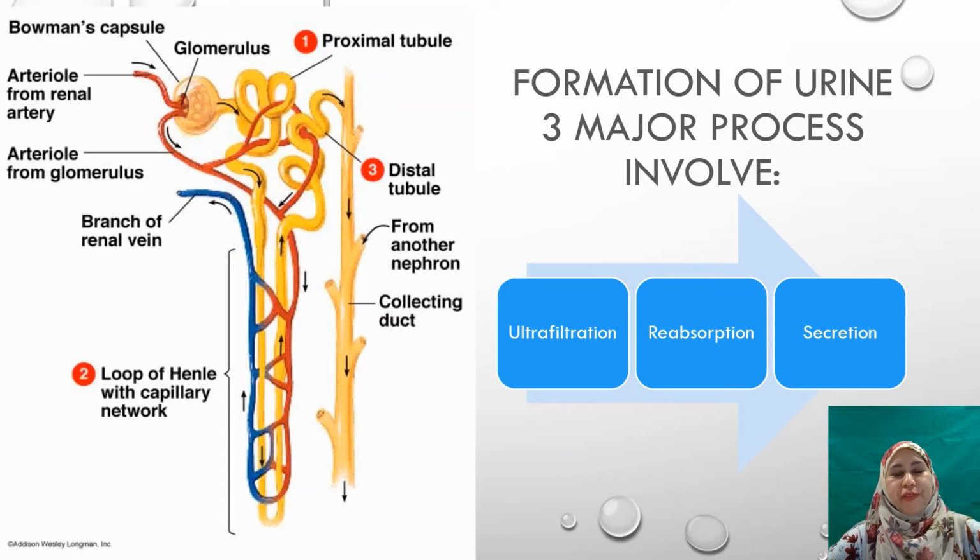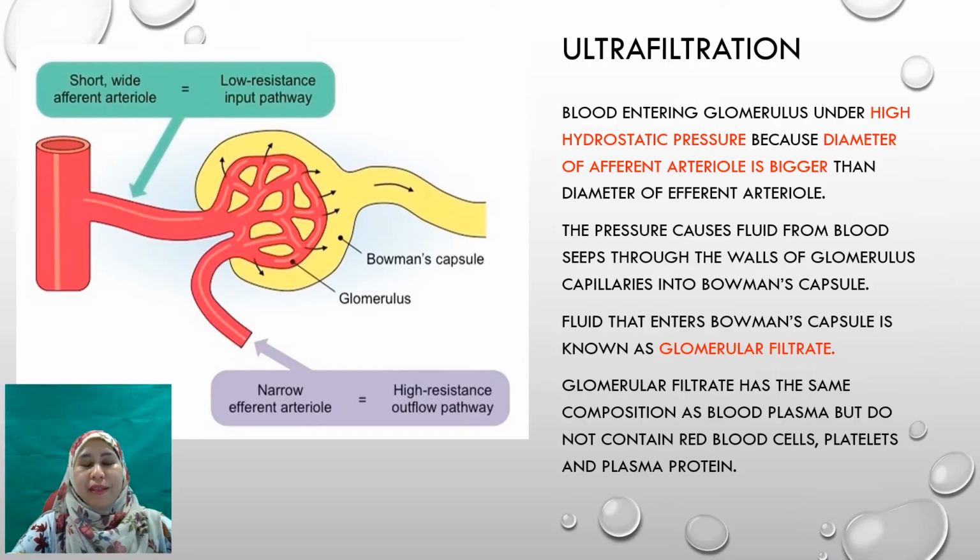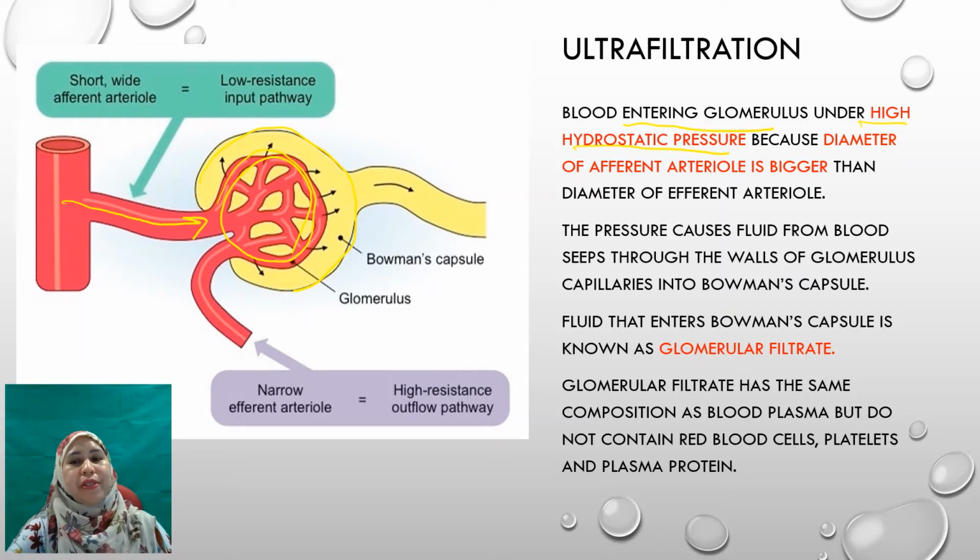The formation of urine involves three processes. The first one is ultrafiltration, the second one is reabsorption, and the third process is secretion. Now we look at the first process, that is ultrafiltration. Ultrafiltration occurs between the glomerulus and the Bowman capsule. The blood that enters the glomerulus is under high hydrostatic pressure.